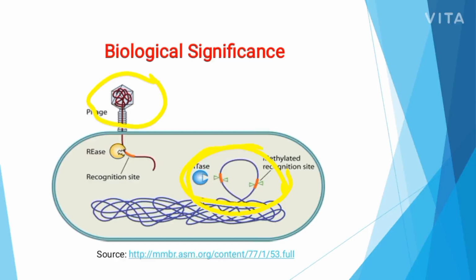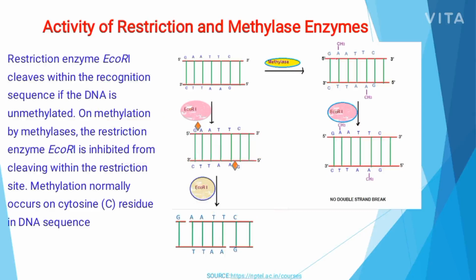and how is it able to cut the foreign DNA? This bacterium, along with the restriction enzymes, along with the cleavage property, also has a methylase property. Due to this methylase property, the recognition sites of its own DNA are methylated. So let's see here, this is the sequence GAATTC. The self DNA is methylated, which means certain methyl groups are added to the nitrogen base.